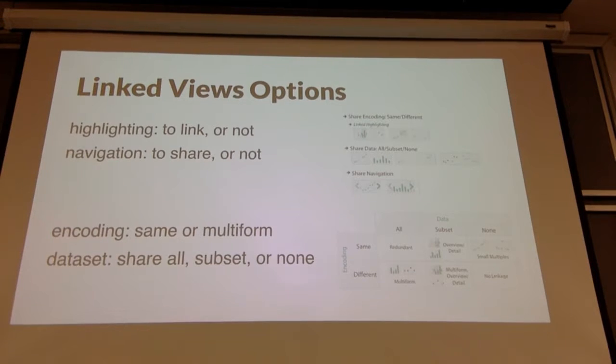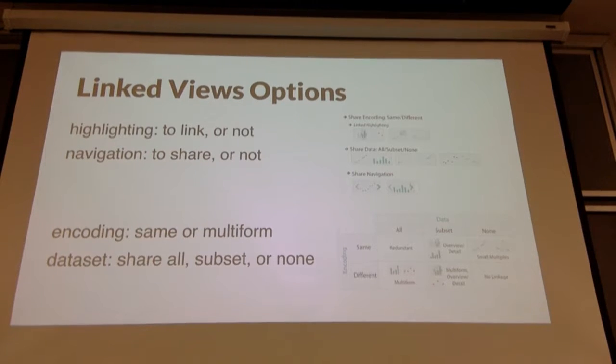Same or multiform encoding. Can anybody remember what multiform encoding is? Multiform encoding is about choosing a different visual encoding for the same or part of the same data set. That can be useful in different scenarios because different visualization techniques are good at certain tasks, or we can also do an overview and detail approach like that. And the data set is shared, subset, or none. Of course, none is not particularly interesting.